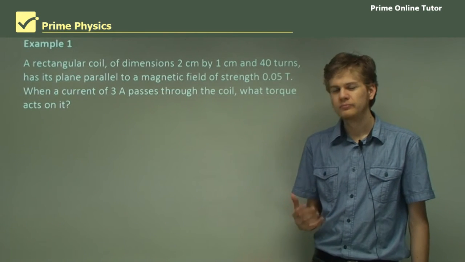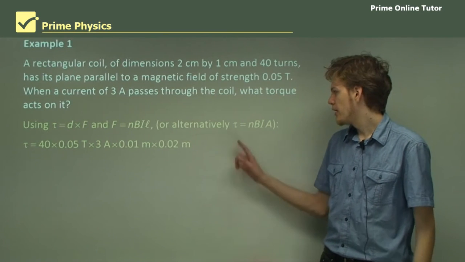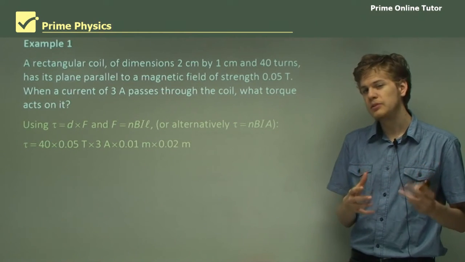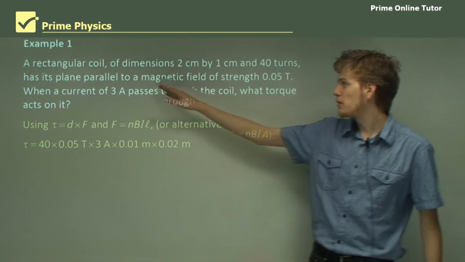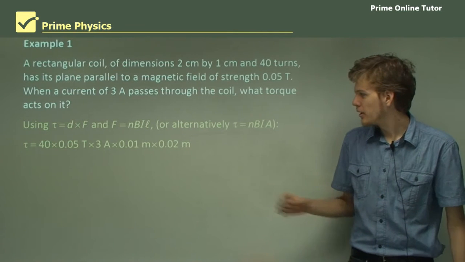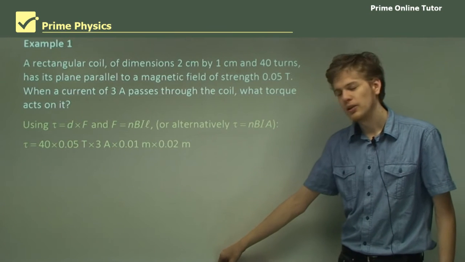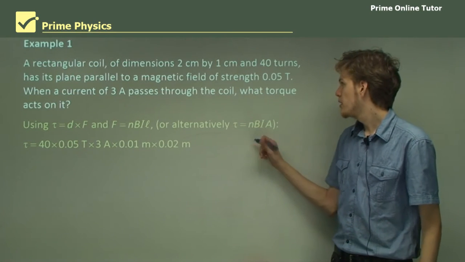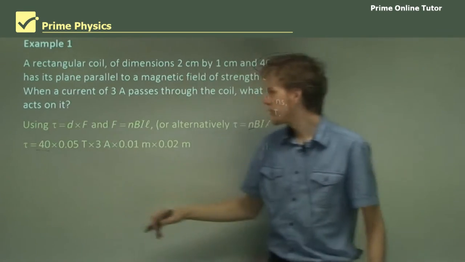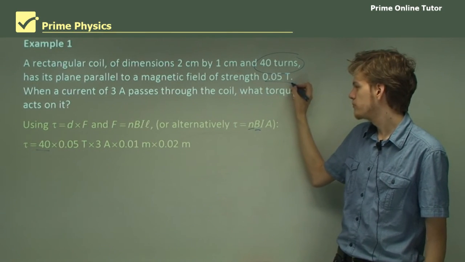Our formula for the torque on a coil is going to be torque equals NBIA. Cosine theta simply becomes 1 because the plane is parallel to the magnetic field. Theta is 0, so cosine of 0 is 1. Torque equals NBIA. Right? So let's substitute in some of these numbers. N is going to be 40 turns, so that's over here. B is going to be 0.05, so that's over here.